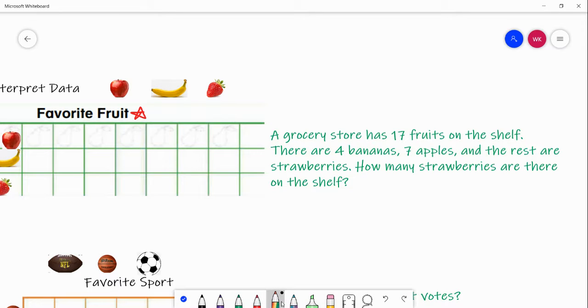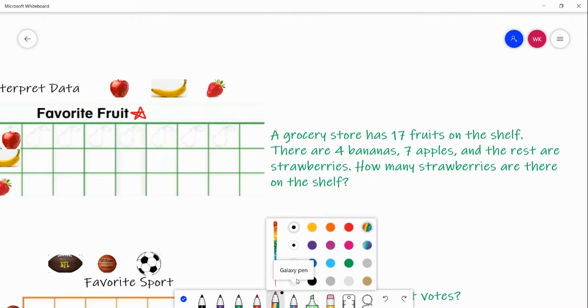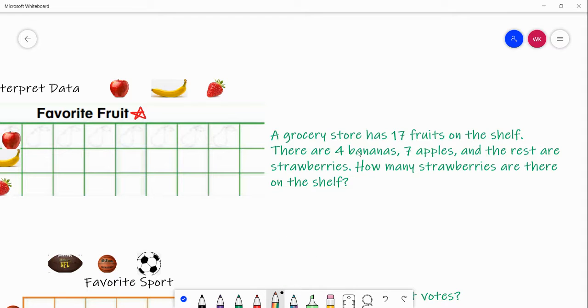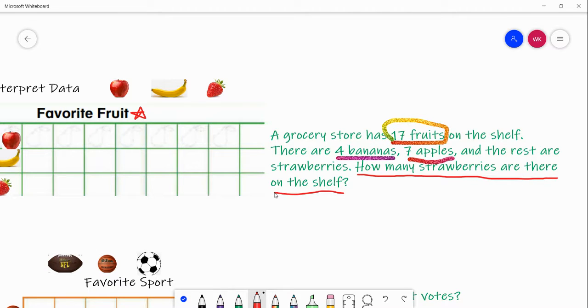First thing, when we do story problems, remember we always underline what numbers we're going to be using. So we have 4 bananas, 7 apples, and then there are 17 fruits in all on the shelf. And then we need to ask ourselves, what are we trying to figure out? What's our question? Now I'm going to underline that in a different color. Our question is, we're trying to figure out how many strawberries there are on the shelf.